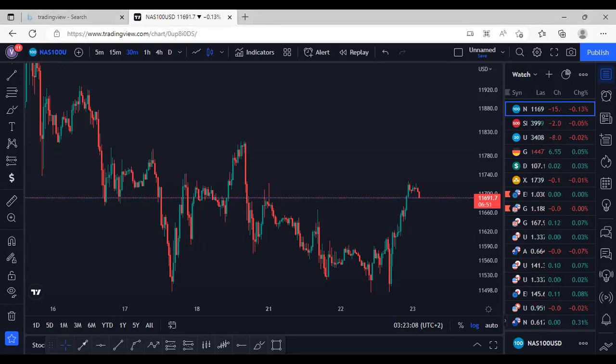So on today's video, I just want to show you the simplest way to trade support and resistance, and the simplest way to trade lower lows and lower highs, and so forth. So let's get in.